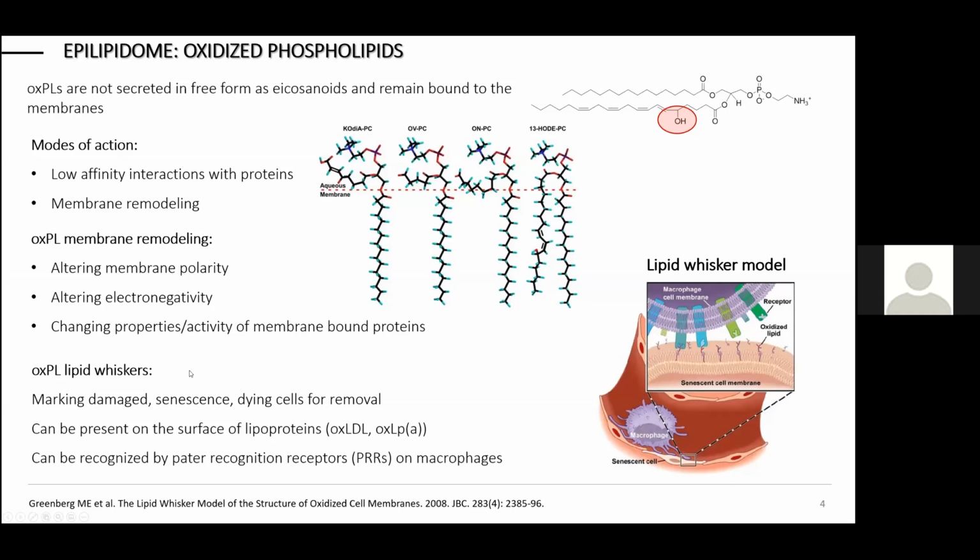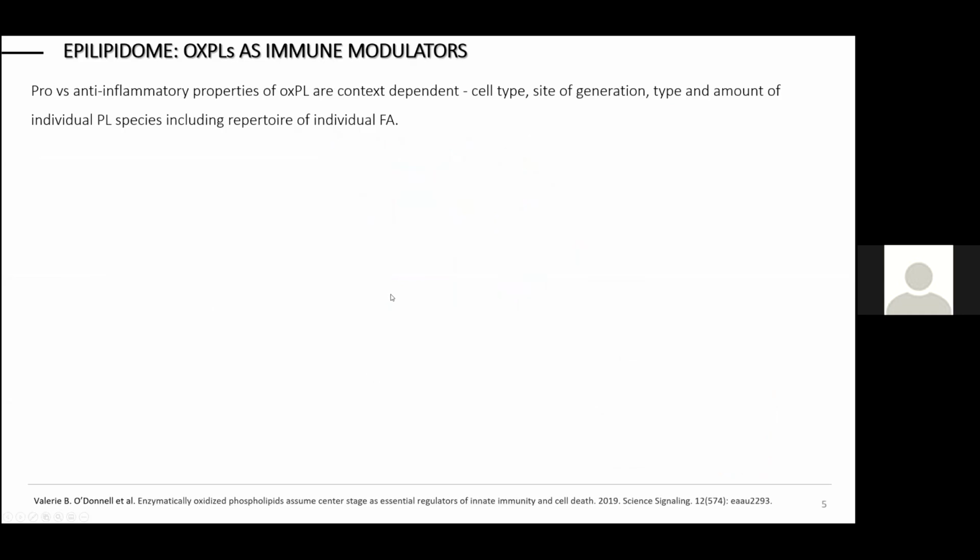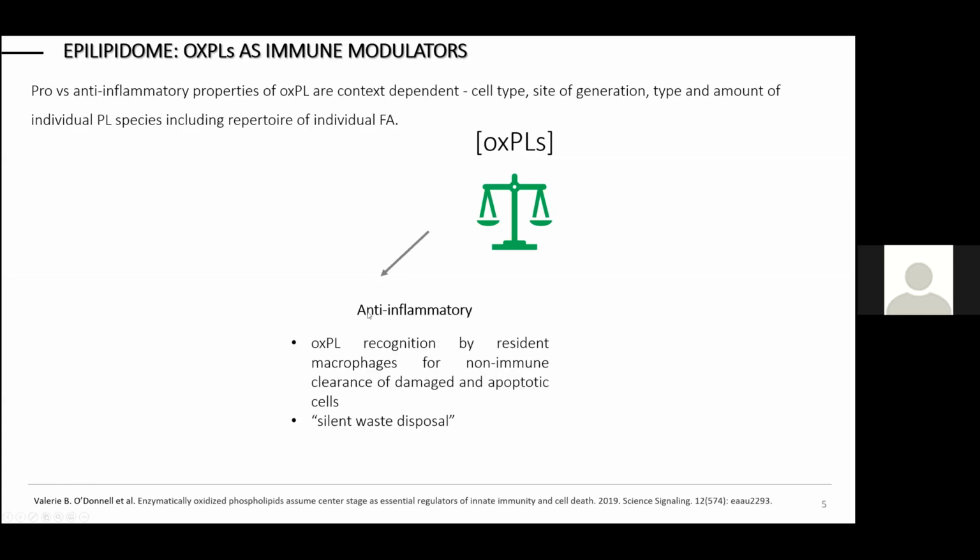In this way, they can mark damaged, senescent and dying cells. They can also be present on the lipoproteins, and there is a whole sequence of events which are activated by the recognition with the receptors, for instance, in macrophages. But it's not so clear so far whether all of them are pro- or anti-inflammatory, and perhaps it's not either of those. It's very context dependent, depends on the cell type, the site of generation and the type of the modifications.